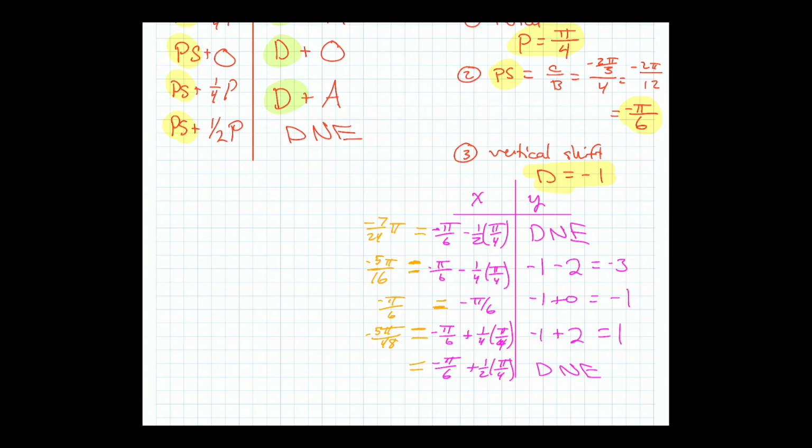Last one. Negative pi over 6 plus pi over 8. That is negative pi over 24. All right. Now, that is a little bit tedious here.